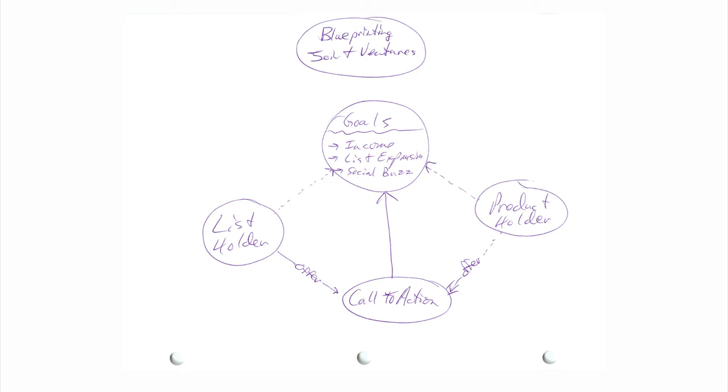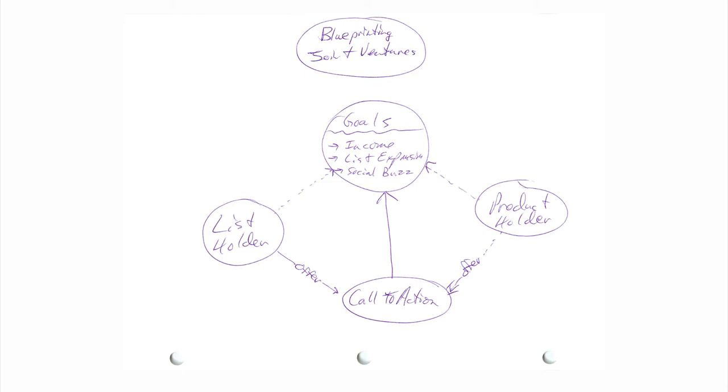And so the list holder and product holder will form some sort of agreement, and it could be just a handshake or an oral set of considerations about what the target is. For example, it might just be to do something fun together and see what happens. Joint ventures don't have to be all that formal. They can be highly formalized or they can be highly informal.